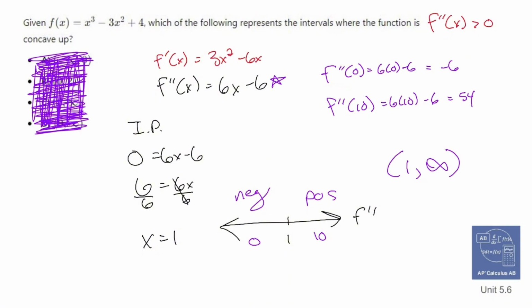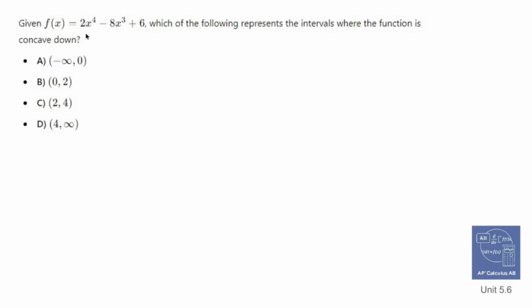Given f of x equals 2x to the fourth minus 8x cubed plus 6, which of the following represents the intervals where the function is concave down? In order to find out where something is concave down, you take the second derivative and find out where the second derivative is negative. To find the second derivative, we need the first derivative, which involves the power rule. So you get 8x to the third minus 24x squared plus nothing.